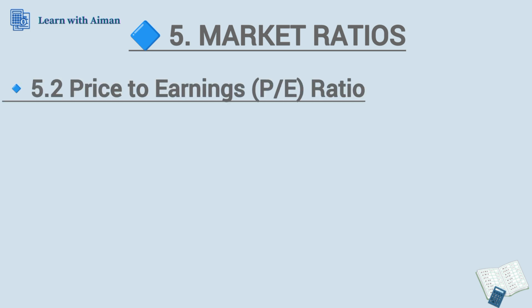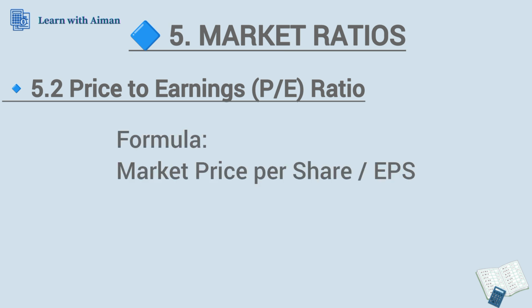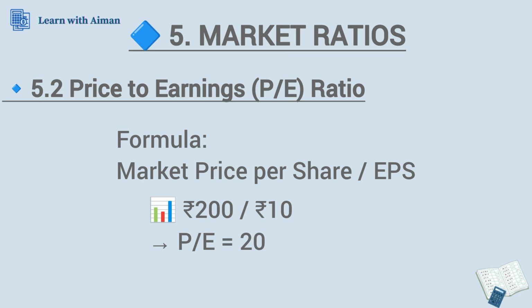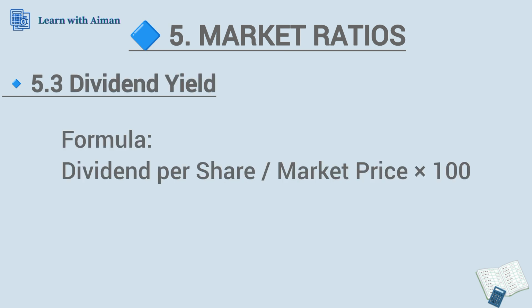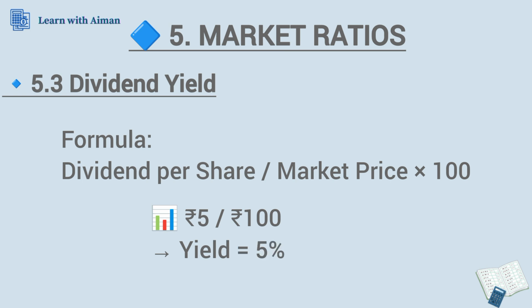Price earnings ratio: we have our formula of market price per share over EPS. So we got 200 over 10. So we got our price earnings ratio equal to 20. Next, we have dividend yield. So dividend per share over market price multiplied by 100. Let's say we have our dividend per share of rupees 5 and market price of rupees 100. So we got our yield of 5%.